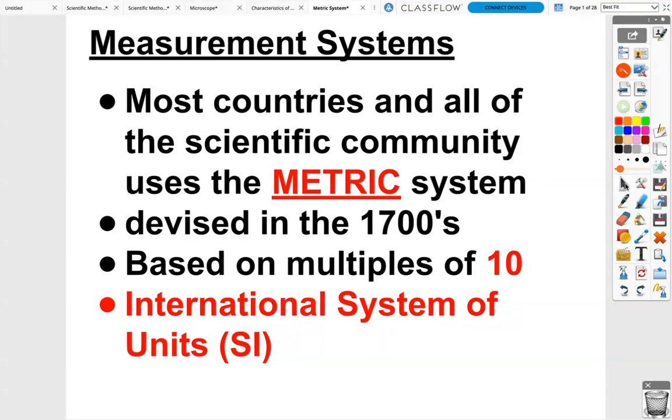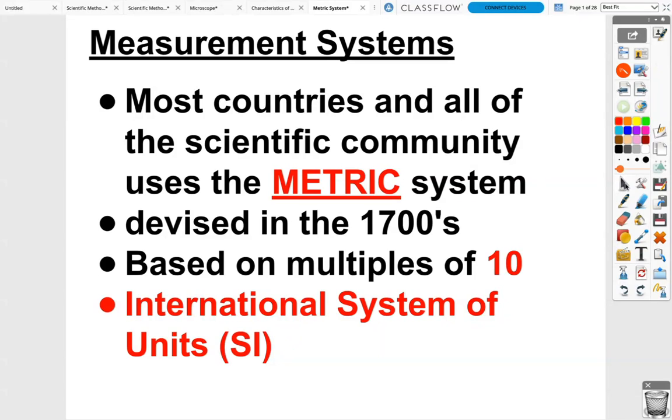The metric system is a little bit easier to use just because it's based on units of 10. So you don't have to remember odd numbers like 12 inches in a foot. You don't have to remember all 4 quarts to a gallon. There's not all of these weird numbers that you have to remember. It's just units of 10. So if you look on the screen there, most countries and all of the scientific community use the metric system.